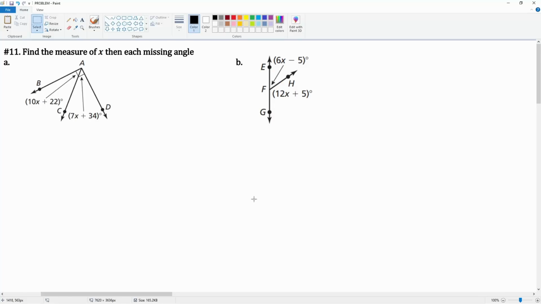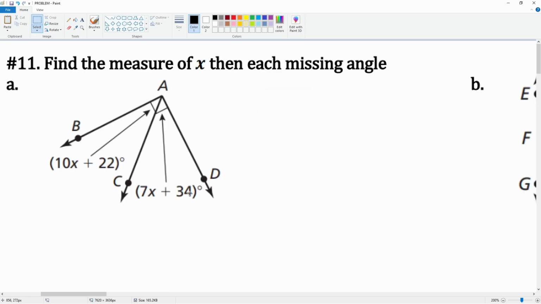This is section 1, number 11. You're going to find the measurement of x, then each missing angle here. Let's do A first. This box here indicates that it is 90 degrees.